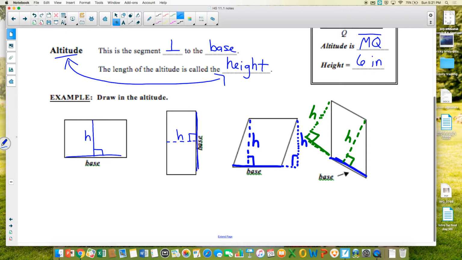So the height is perpendicular from the base to the other side. It doesn't have to be up and down. It sometimes is horizontal, sometimes up and down, and like in the green one, you can see that it goes diagonal across. So height is in reference to the base.